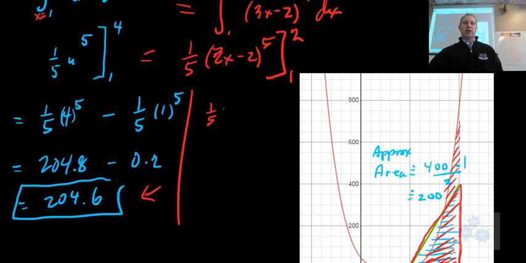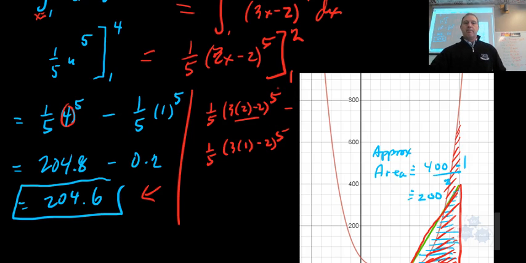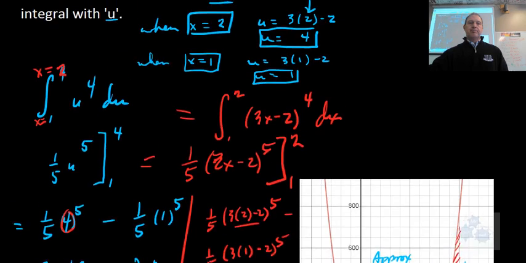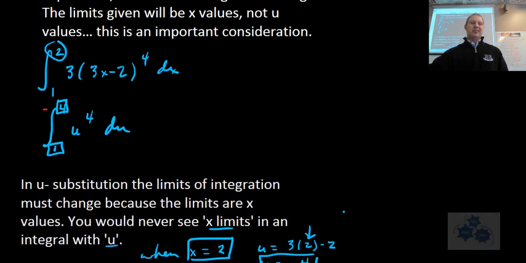So 1/5, I'll just show it here real quick, 3 times 2 minus 2 to the power of 5, minus 1/5, 3 times 1 minus 2 to the power of 5. And so 3 times 2 is 6, minus 2 is 4. That's 4 to the 5. It's the same. See that? So you're just shifting the work a little bit later. But if you're taking the AP exam, you'll see that the limits of integration change all of a sudden, and this is why, when you do a substitution part in the integral. All right? But just please don't get confused with these limits, because I've seen students do that before.